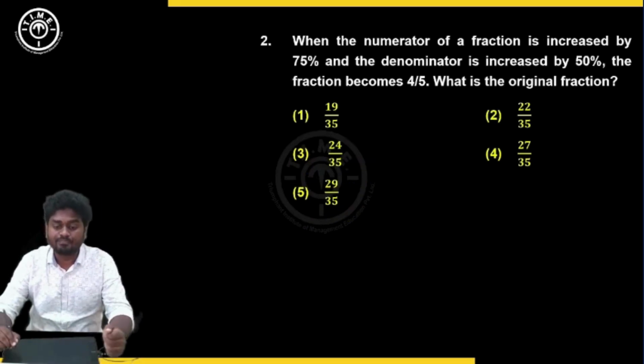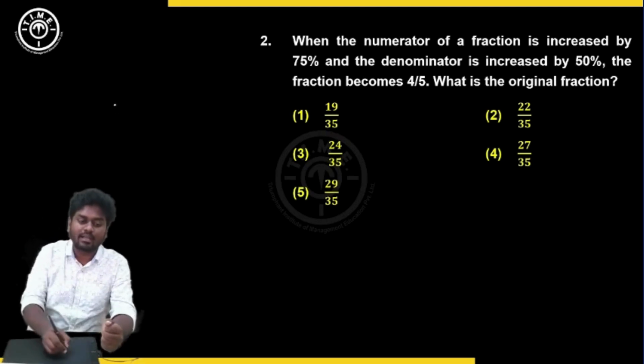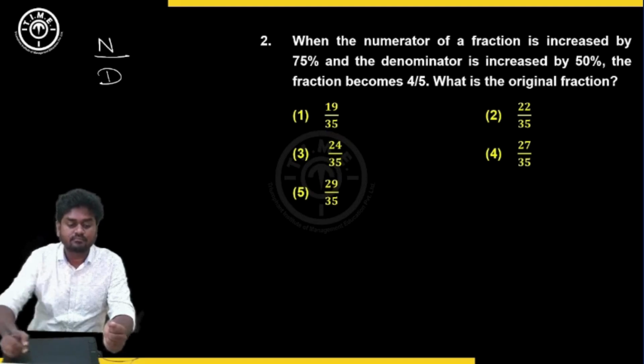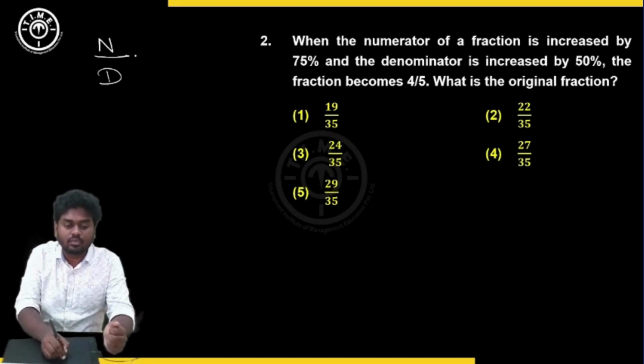Another question. When the numerator of a fraction is increased by 75% and the denominator is increased by 50%, the fraction becomes 4 by 5. What is the original fraction? Guys, let the original fraction be n by d. Let this be the original fraction.